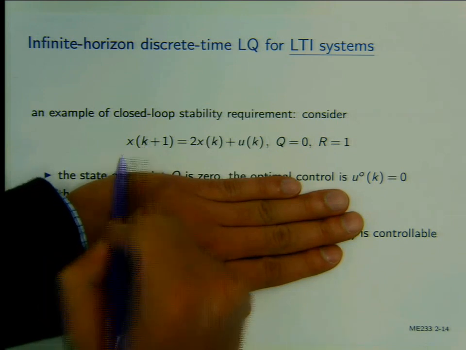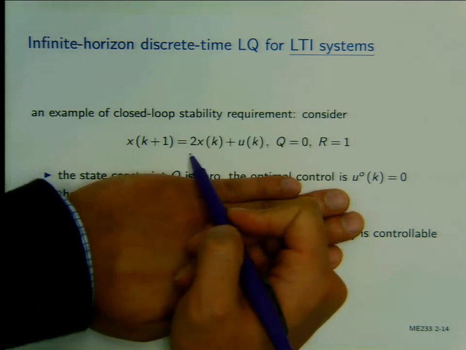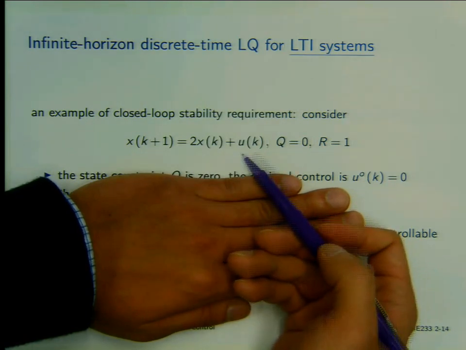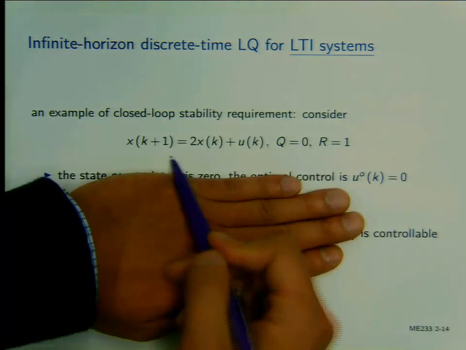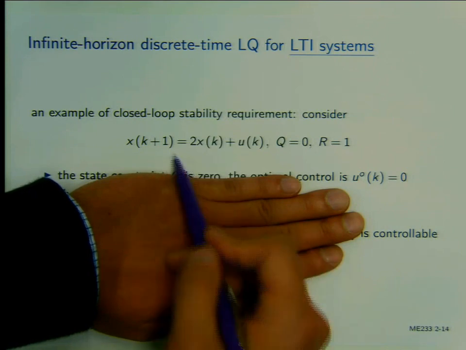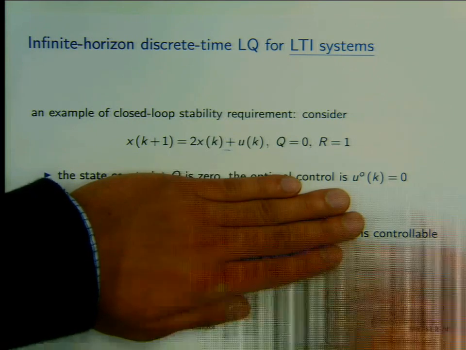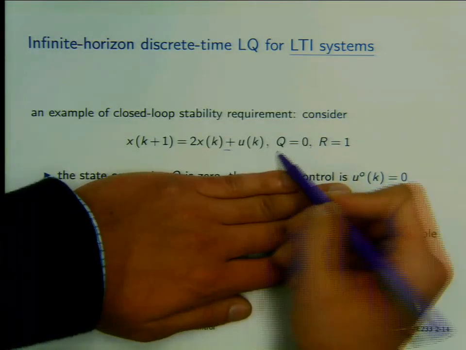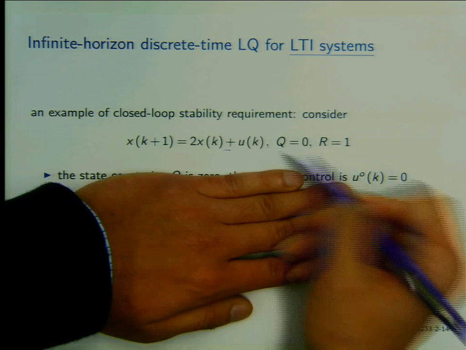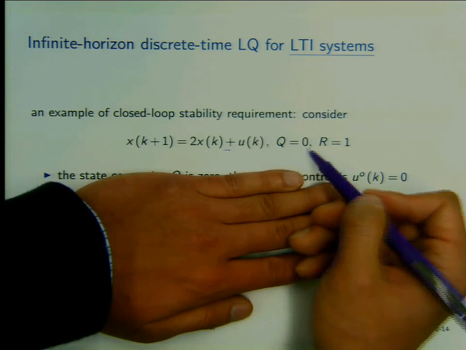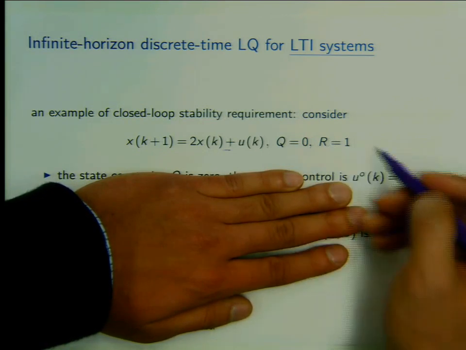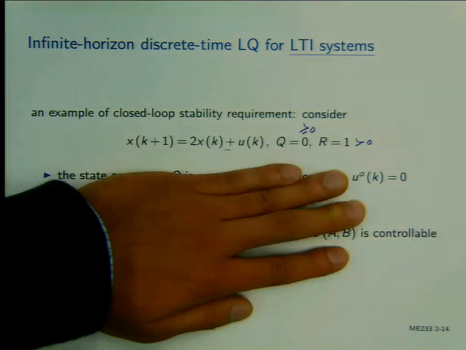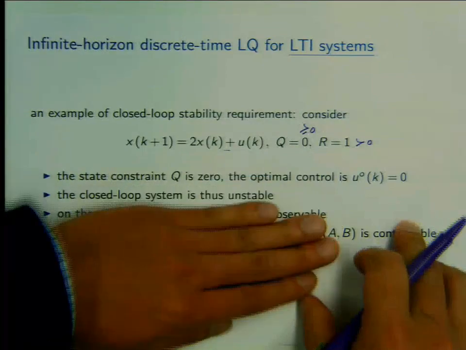I have this first-order system written down over here: x_{k+1} = 2x_k + u_k. Is this system stable? Not stable, right? Okay, that's just an observation. So let's say I choose Q and R in my performance index as 0 and 1. These are all valid, right? Because R is positive definite, Q is positive semi-definite. These are all valid assumptions.